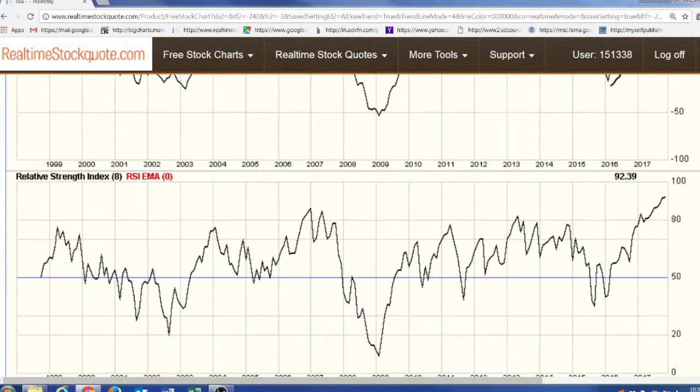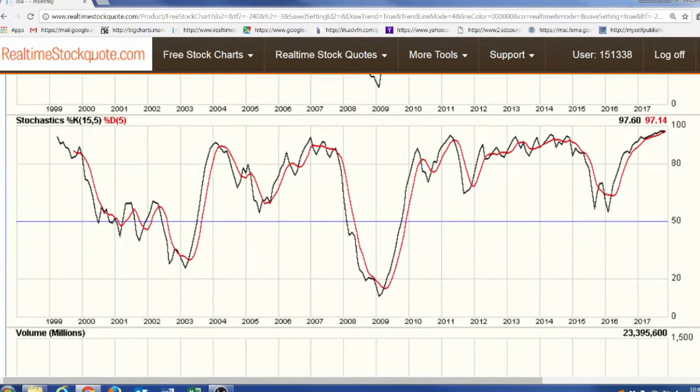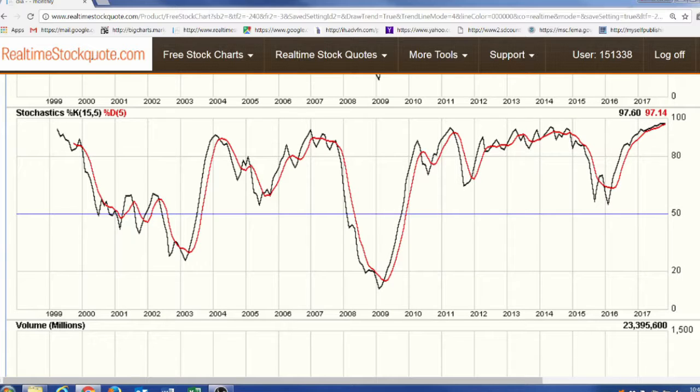Moving down to the RSI, the Relative Strength Index. As I've talked about in prior videos, we're at a very elevated level of 92.39, which is the highest level that we've seen certainly in the last 20 years, as shown by this chart, but a very healthy, strong uptrend here as well. The stochastics also confirm in the upper levels at 97.60 and 97.14 here, nearing that 100 level.